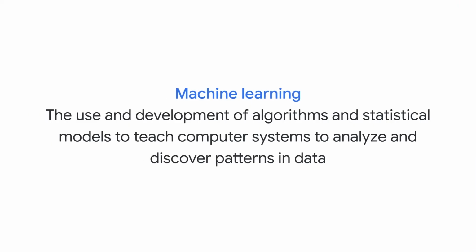To prepare you for this really cool opportunity, this video will explore Vertex AI, an ML platform, and how it combines with BigQuery for data collection. But first, the definition of machine learning. ML is the use and development of algorithms and statistical models to teach computer systems to analyze and discover patterns in data. ML helps data professionals make better decisions, automate processes, and uncover valuable insights. Vertex AI takes ML to the next level by providing a comprehensive platform for developing, deploying, and managing ML models at scale. It allows you to use machine learning operations to manage and govern all of your ML workloads.